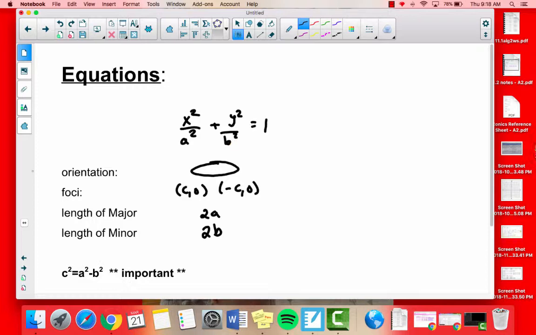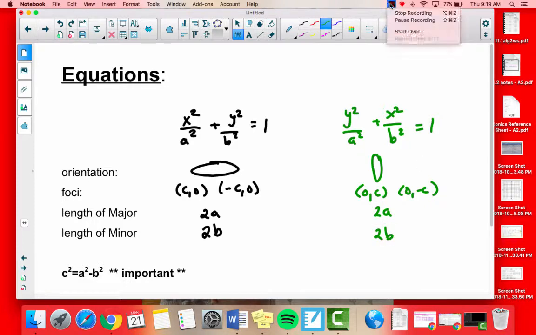The other equation is just the reverse, so this time we'd be y squared over a squared plus x squared over b squared equals 1. So the only difference between the equations is which letter came first. So x squared came first here, y squared came first here, so that means our orientation is going to be up and down. Okay. So our foci are going to switch, so it'd be 0, c or 0, negative c, because now they have to go up and down. Our major axis will still be 2 times whatever a is, and then the minor would be 2 times whatever b is in this case.